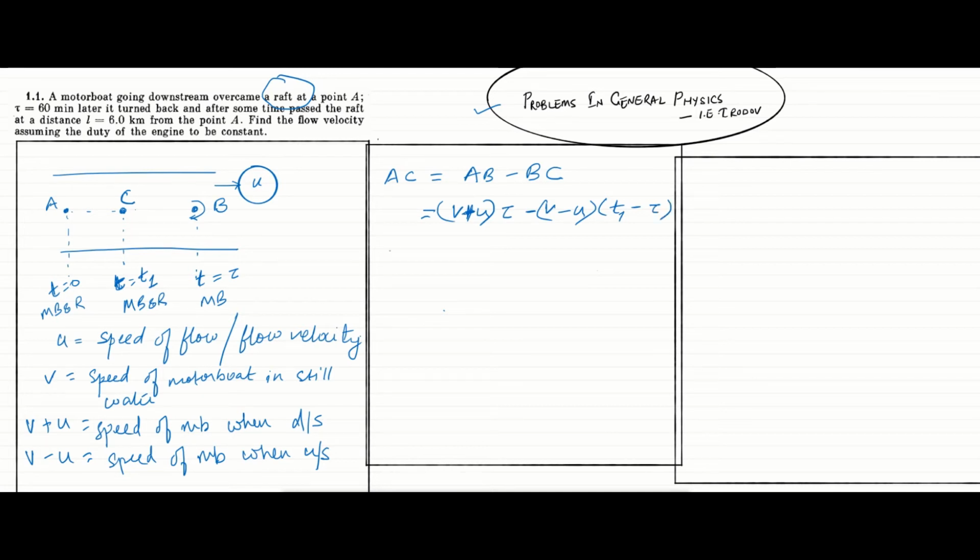Okay, let's for a moment call t1 minus tau, t2. So AC is equal to v plus u times tau minus v minus u times t2. Now if we just expand this a bit, it will be v tau plus u tau minus vt2 plus ut2. This was with respect to the motion of the boat.